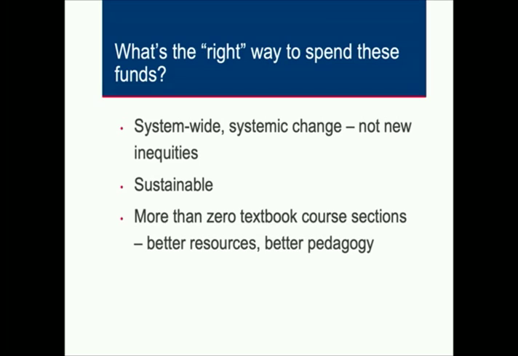And I would argue that the right way to spend these monies is to focus on system-wide systemic change, not creating new inequities. And by that I mean, when we had funds previously for zero textbook cost resources, only a few of our colleges got that money, specifically 32 out of the 112 or 113 that we had at the time, as opposed to every college working towards ZTC for all of its students.